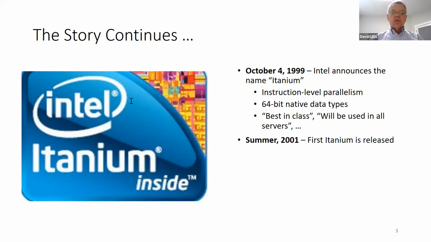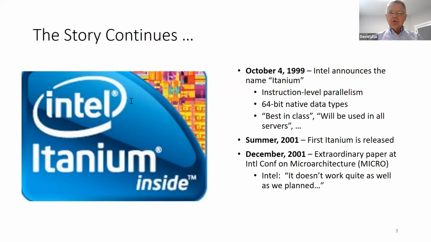In the summer of 2001, they released the first Itanium, so you could actually buy one and do some performance evaluation on it if you were so inclined. Then in December 2001, there's what I consider a rather extraordinary paper that came out at the International Conference on Microarchitecture. You might know that as MICRO. The paper was written by Intel. Actually, one of my former students was the primary author on the paper. He was working at Intel at the time. And the conclusion from the paper was, this Itanium doesn't work quite as well as we expected. So what was happening here?